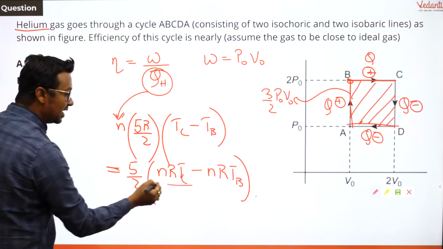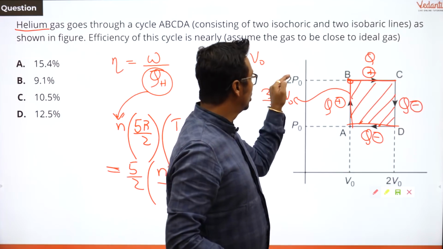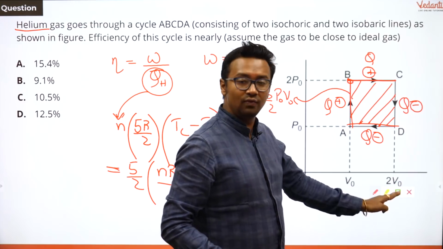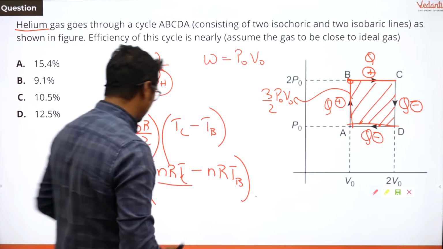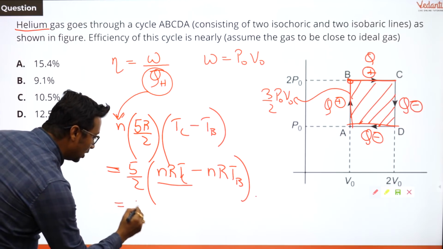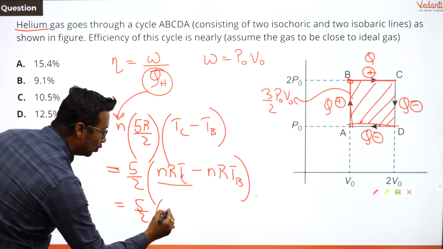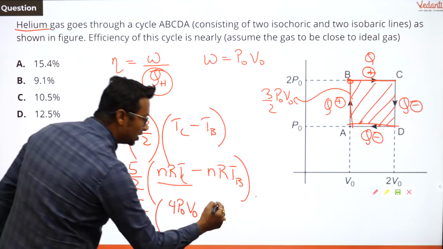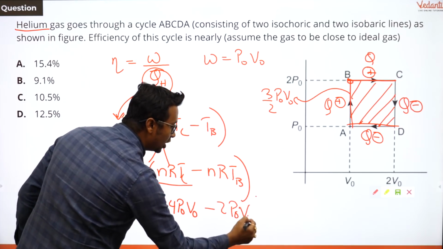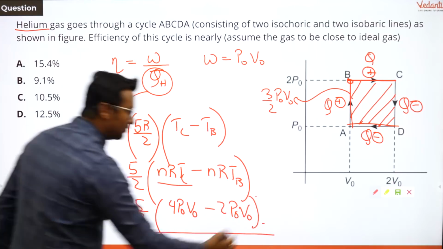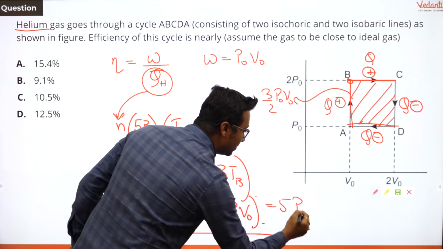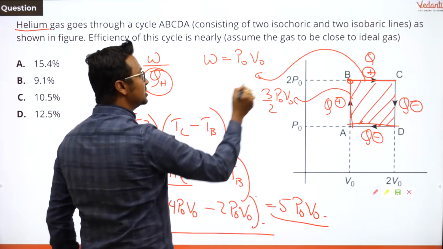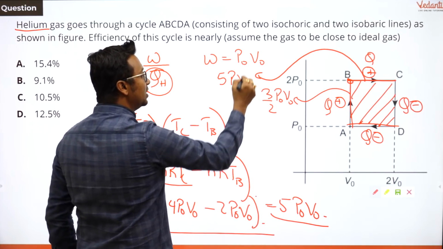My dear students, nRTC is equal to what? 2 P naught into 2 V naught, that means 4 P naught V naught. So this can be written as 5 divided by 2 into (4 P naught V naught minus, if you observe, 2 P naught V naught). My dear students, if you calculate this, this will be 5 P naught V naught. So the heat in this process is 5 P naught V naught.